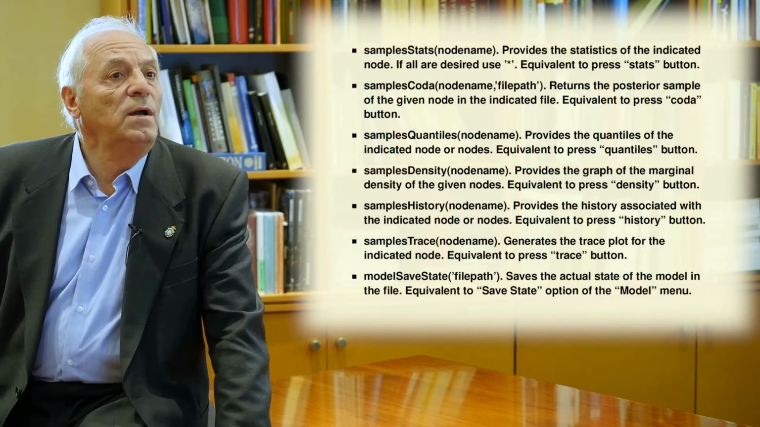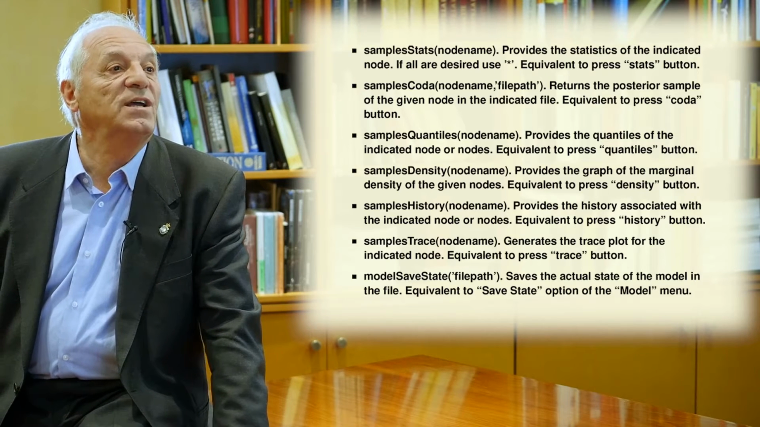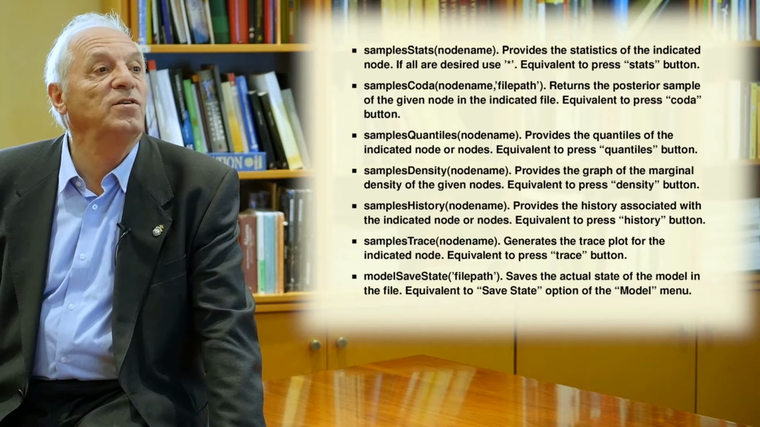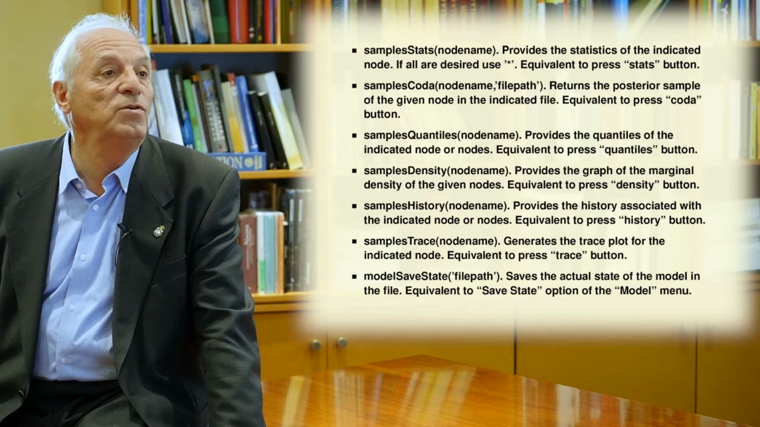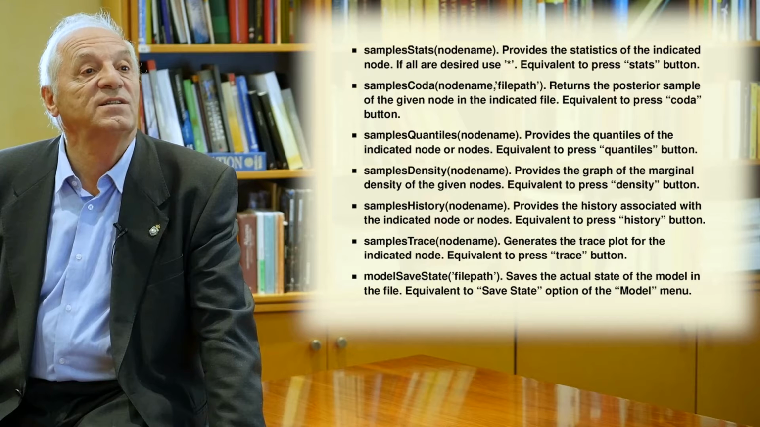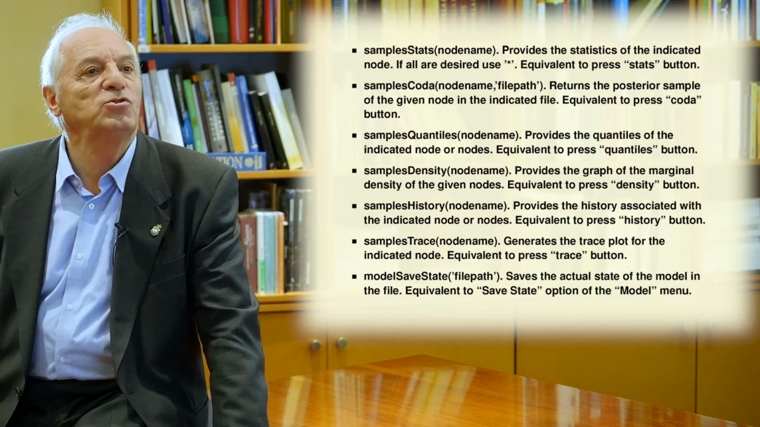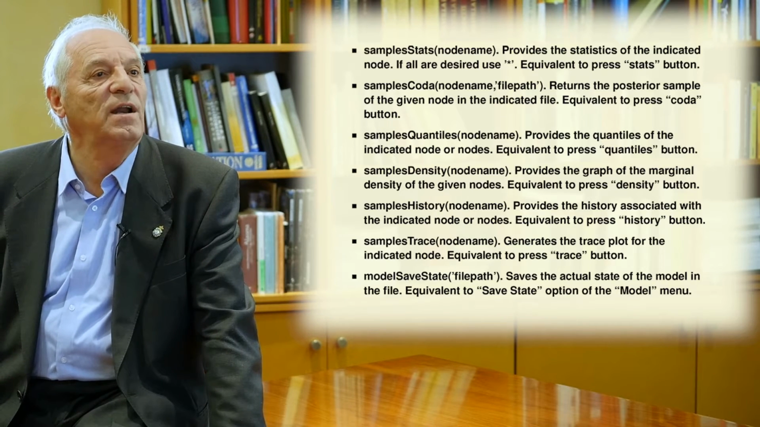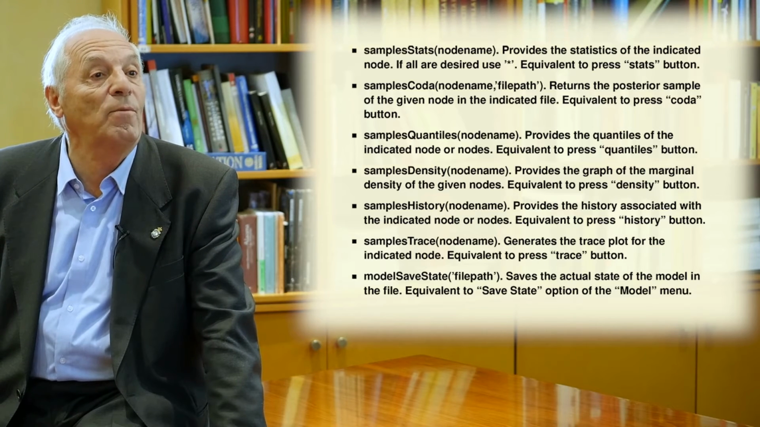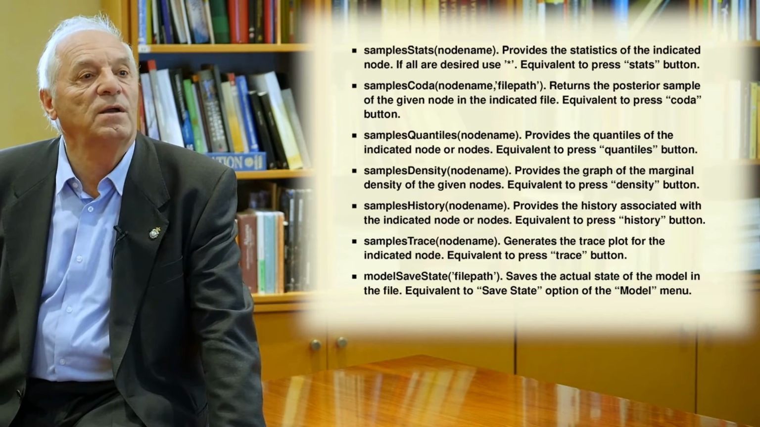The same occurs with the other commands. For example, sample stats, if we give the node name, provides the statistics of the indicated node. If all are desired, we use the asterisk. So writing sample stats and an asterisk, you get the statistics for all the possible variables. The samples coda command allows you to obtain the samples for each variable or parameter. The sample quantiles command, given the node name, provides the quantiles of the indicated node or nodes. It's equivalent to pressing the quantiles button.